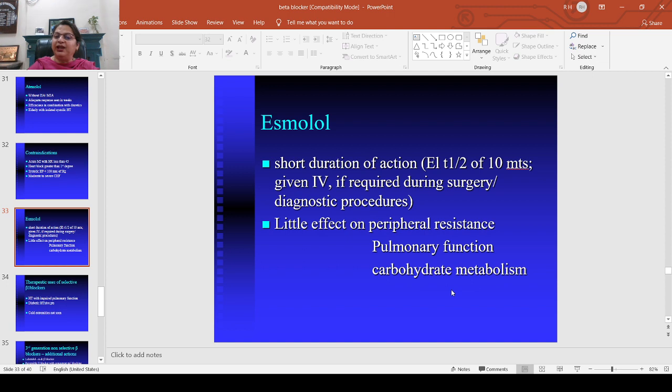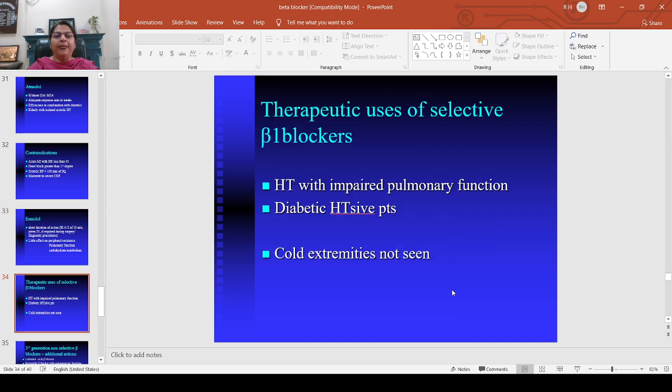Because of this reason, it is given intravenously if required during surgery or the diagnostic procedures. It has little effect on peripheral resistance, pulmonary function, or the carbohydrate metabolism. So, esmolol is used if required only during surgery or diagnostic procedures, and it is given by IV route of administration only. It has a short duration of action.